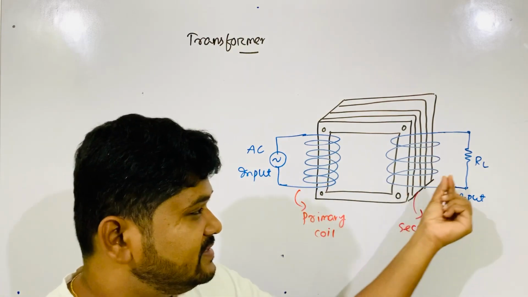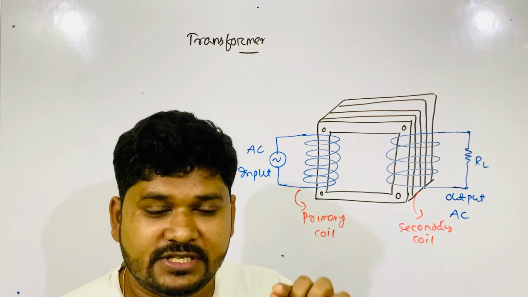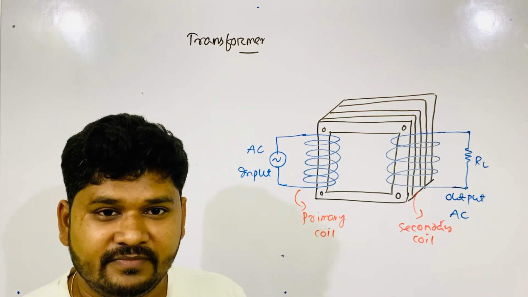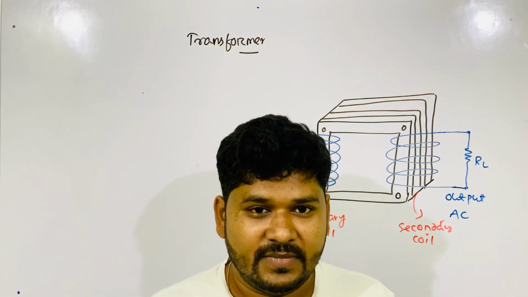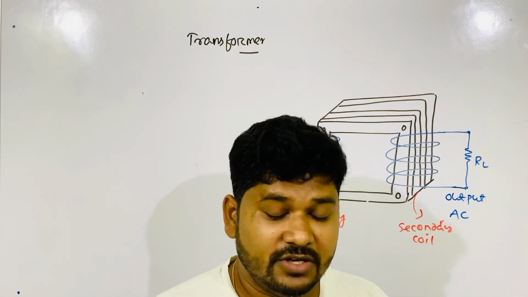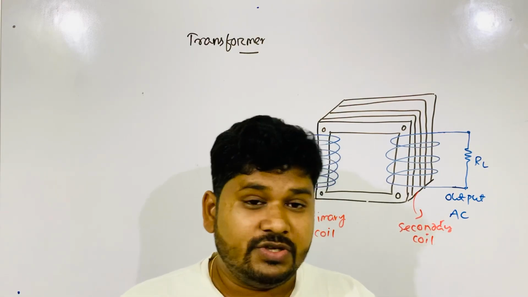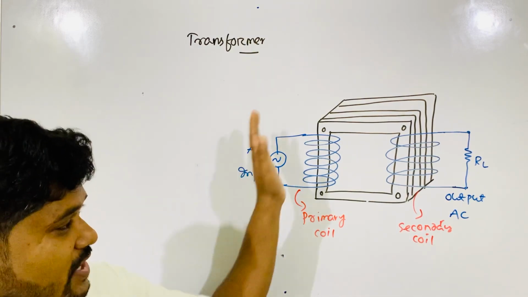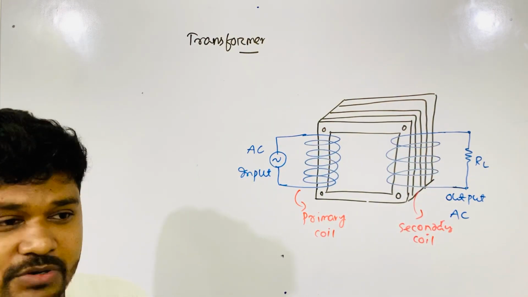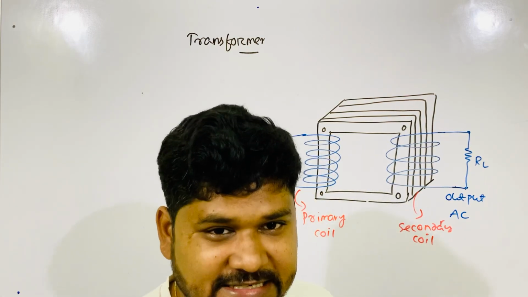Just for a second, EMF will come at the time of connection of a DC, and again at the time of switch off it shows action. Otherwise, it will not show any action if it is connected to DC. So it's a purely AC device. Now you have got the idea about the construction of a transformer. Very easy construction it is.